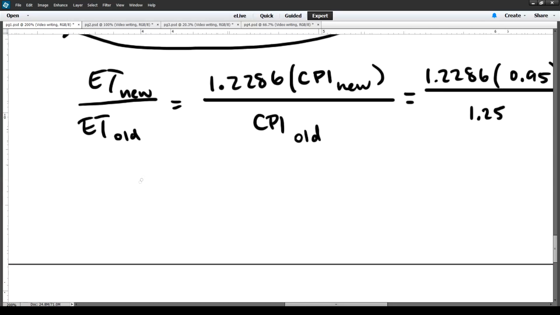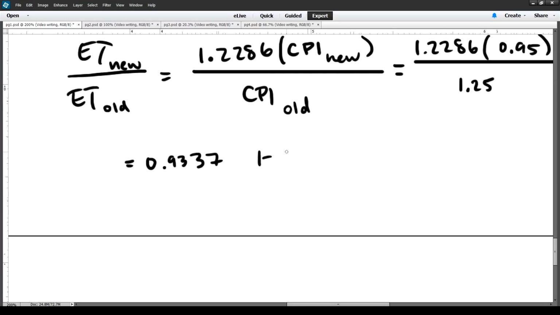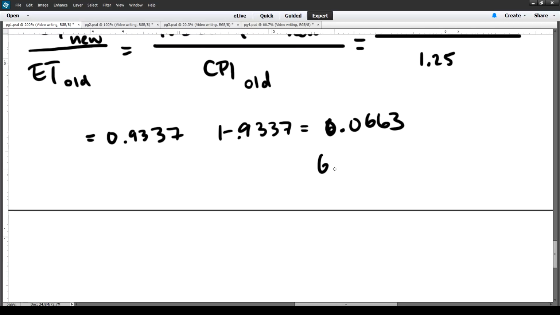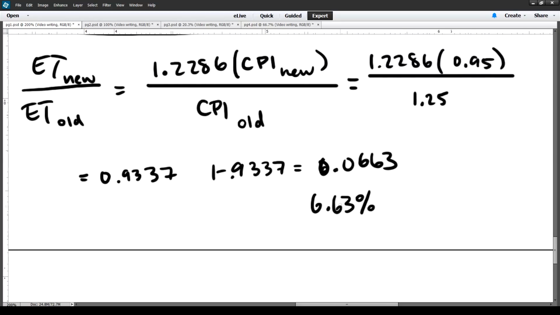and this comes out to 0.9337. I'm just going to subtract this from 1: 1 minus 0.9337 equals 0.0663, and this is just a 6.63% difference in the new and the old execution times. So that's the answer for problem 1b.